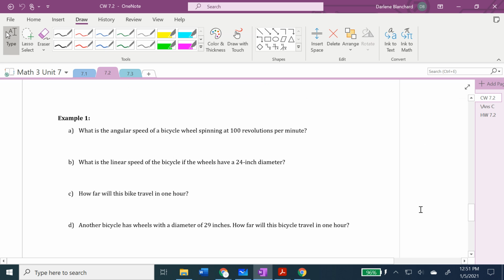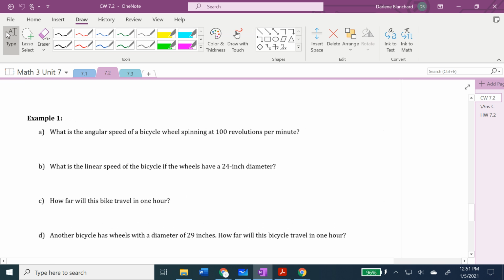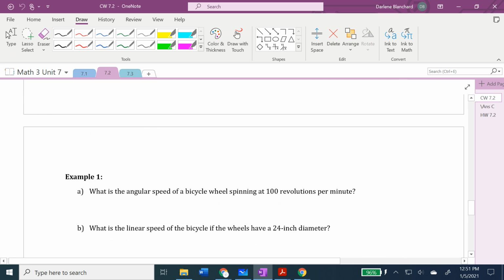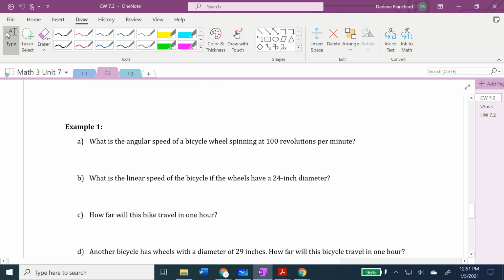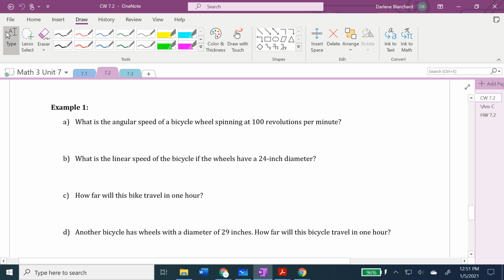We are going to do example 1, and we're going to think about this logically. You have a bicycle wheel. It is spinning at 100 revolutions per minute. You want to know the angular speed. 100 revolutions per minute is already a speed. How many radians are there in one revolution?